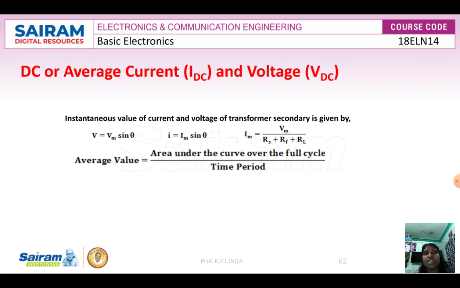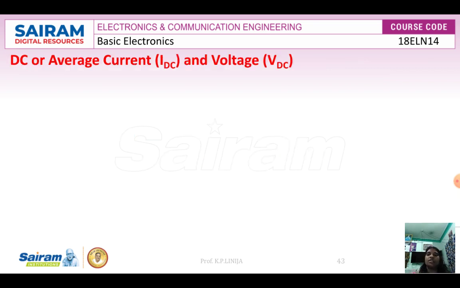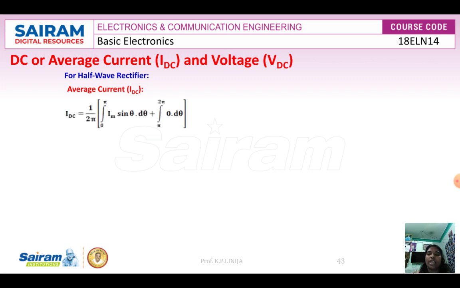Now, mathematically, how are we going to calculate the average value? Average value is equal to the area under the curve over the full cycle divided by the time period. First we will see this for the half wave rectifier. For the half wave rectifier we need to recall our rectified output. Only in the positive half cycle will we get the output. So how can we calculate it?